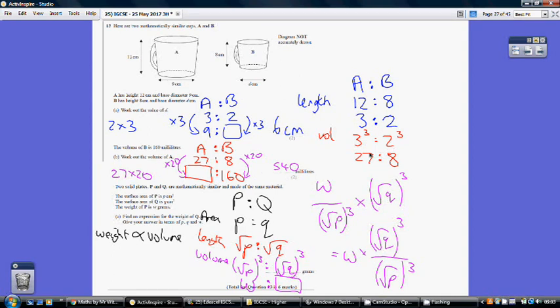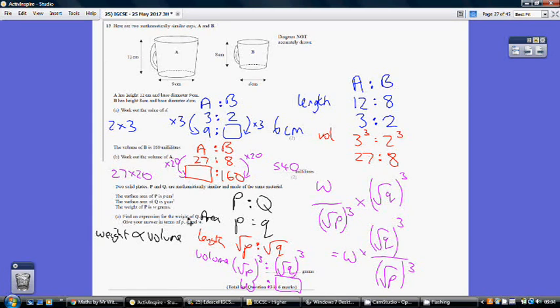So bringing this volume ratio over here, I know the volume of A needs to be worked out. I know the volume of B is 160, so I can see that this new ratio is 20 times bigger than my starting ratio, because 8 times 20 is 160. So I need to multiply my 27 by 20 to work out the volume of A, which is 540. Now part C is tricky.